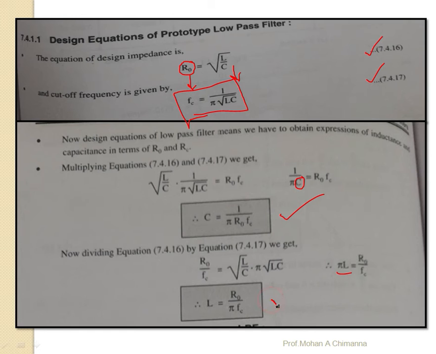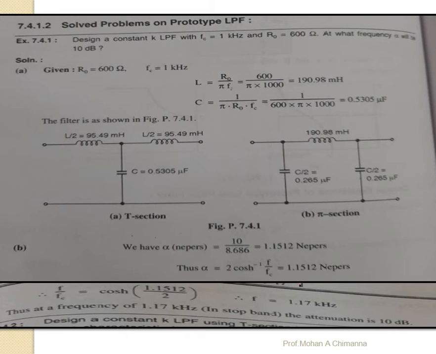That means while calculating the value of L, we form the equation. In this way we design the four parameters. First parameter we calculated is the design impedance. Second is the cutoff frequency. Third is the value of the capacitor C, and fourth is the value of the inductor L. Then we have seen the solved problem.